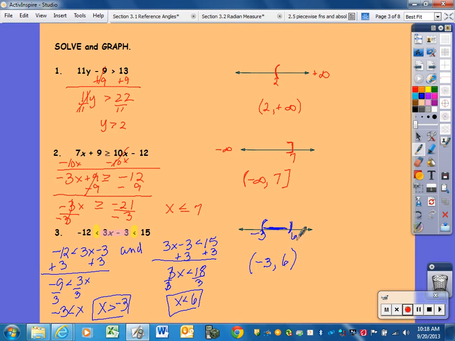And if you're ever wondering, you can go back and check your answer. I'm going to use this one because this is where we switch the sign. Let's pick a number less than 7. Say 0. So if I take my original equation and I substitute 0 in, I would have 9 is greater than or equal to negative 12. Is that true? Yes, it is. So I know that this solution is correct.